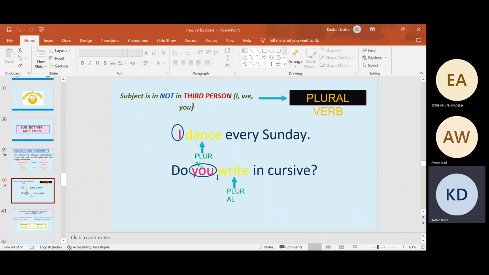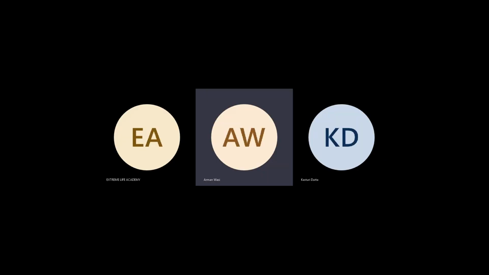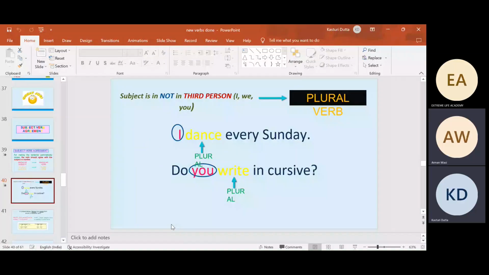What does it mean, Arman? Do you write in cursive? What is the meaning of this sentence? What is you here? Can you see the screen? Yes, I can.